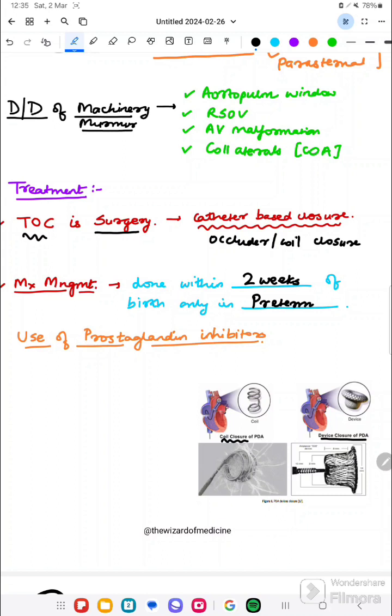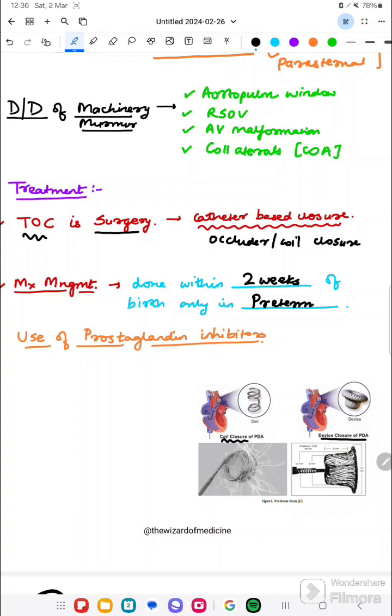Okay. Now what are the uses of prostaglandin inhibitors in case of patent ductus arteriosus? Just letting you know that prostaglandins are required for maintaining the patency. Prostaglandin E2 is required for maintaining the patency of this ductus arteriosus. So basically, in those babies who are preterm babies, and the mother has to undergo a delivery because of any XYZ reasons.